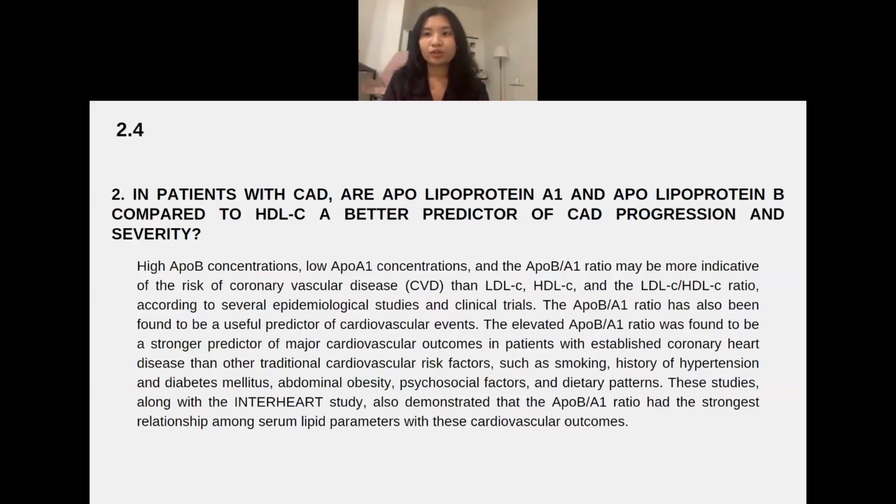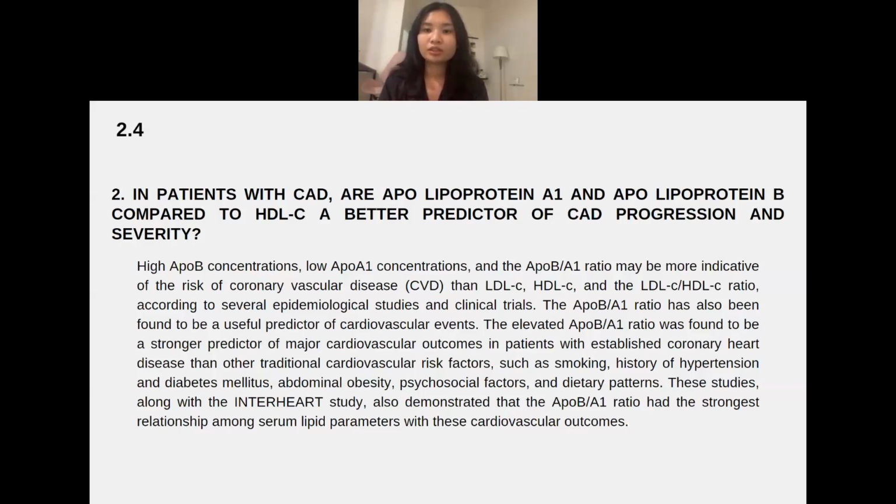The ApoB/A1 ratio has also been found to be a useful predictor of cardiovascular events. The elevated ApoB/A1 ratio was found to be a stronger predictor of major cardiovascular outcomes in patients with established coronary heart disease than other traditional cardiovascular risk factors, such as smoking, history of hypertension and diabetes mellitus, abdominal obesity, psychosocial factors, and also dietary patterns.